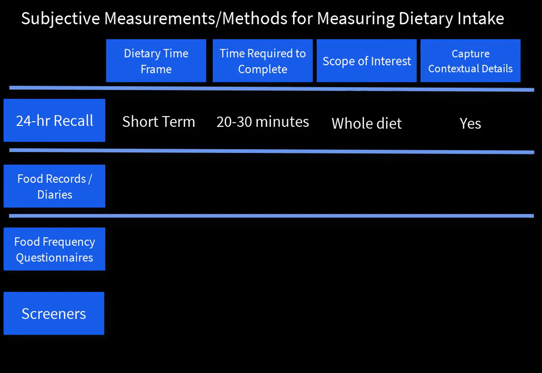Another short time frame approach is food records and diaries. So we're still limited to a short amount of time, usually 1 to maybe up to 7 days, but more often it's 3 or 4 days of actually recording it. For this method, we're not going to rely upon memory because it's prospective. Again, retrospective is you're remembering something. Prospective, you're writing it down as you go along. So that's an advantage. You don't have to rely on someone's memory.